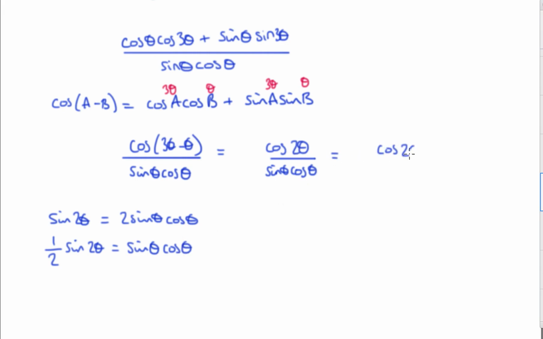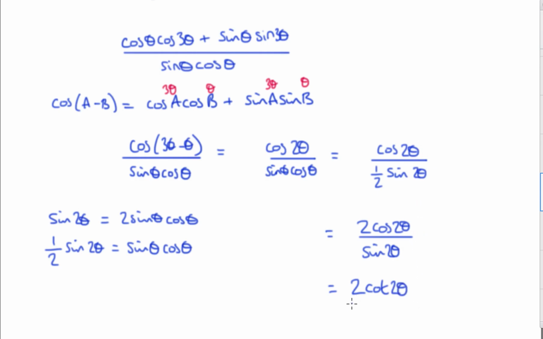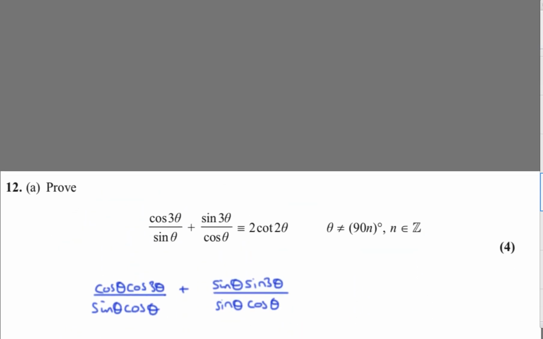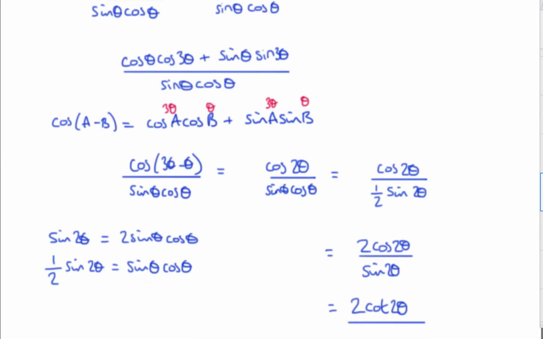We've got on the top cos 2 theta. On the bottom, we've got a half sine 2 theta. If I divide a fraction by a half, that's the same as timesing the top by 2. So that's 2 cos 2 theta over sine 2 theta. And cos 2 theta over sine 2 theta is a cot 2 theta. So that's what we were after: 2 cot 2 theta.